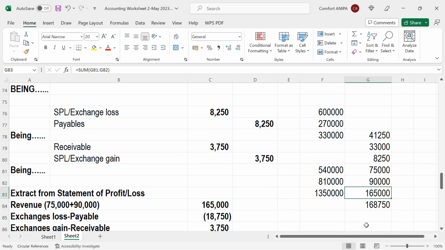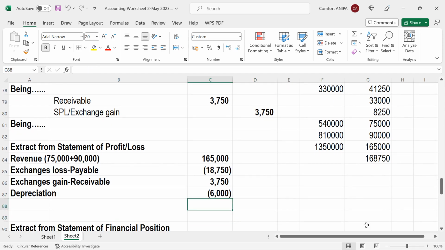So the transaction date entries are 165 and the closing date entry is 168. We have a difference, and that difference leads to an exchange gain. Again, this is a receivable asset which has increased in value, and therefore we have a gain of 3,750, which is recognized here.